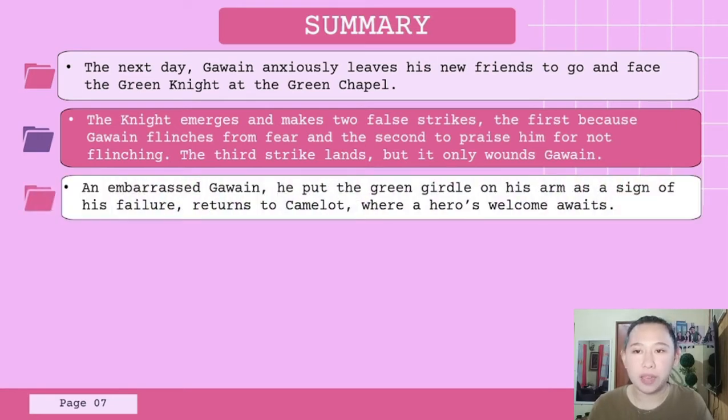An embarrassed Gawain, who puts the green girdle on his arm as a sign of his failure, returns to Camelot, where a hero's welcome awaits. When he confesses his sin, King Arthur admires his humility and orders the court to wear symbolic green bands in solidarity.